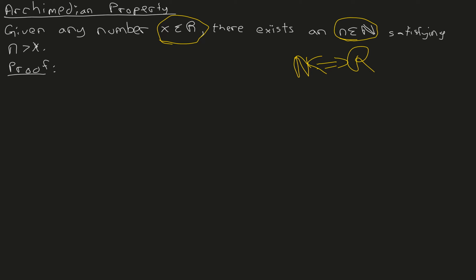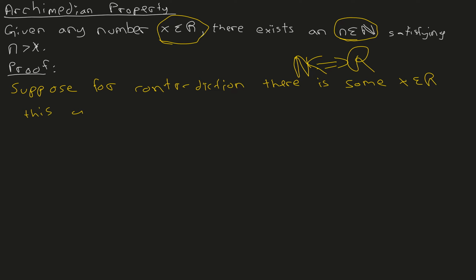We're going to do a proof by contradiction. We're going to assume the opposite. So suppose for contradiction that there is some x in the reals that is greater than n for every n in the natural numbers. So basically we're assuming for contradiction that the naturals are bounded.